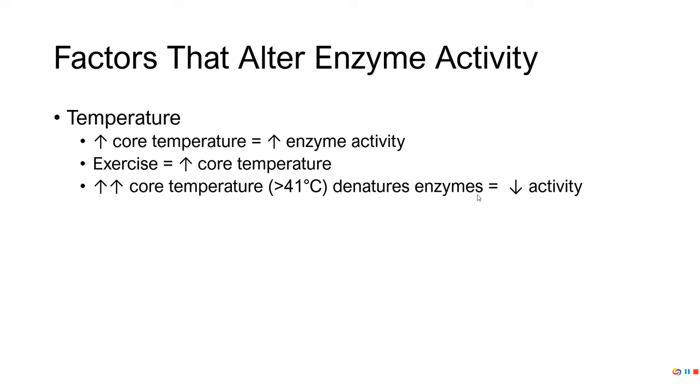If we increase temperature too much, enzyme activity slows down. If we cool off too much, enzyme activity slows down. All right. Now, exercise does increase core temperature, and as long as it doesn't increase too much, this is actually a good thing. And we'll get into more about core temperature later on in the semester. But if core temperature increases too much, up to about 41 degrees Celsius, which is about 105 degrees, your enzymes become denatured. In other words, the shape changes and they're not able to do what they're supposed to do. As a result, enzyme activity is reduced.